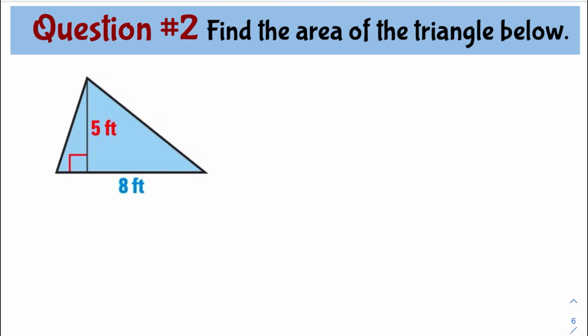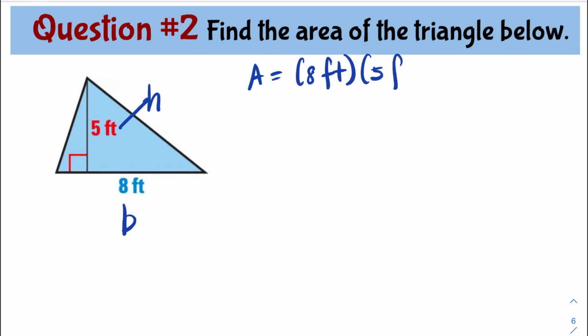Question number 2. Find the area of the triangle below. So in this triangle, the height is inside the triangle. So 8 here is the base. Calculating for the area, again, we are using base times height divided by 2. So we have 8 feet times 5 feet. And we have divide by 2.